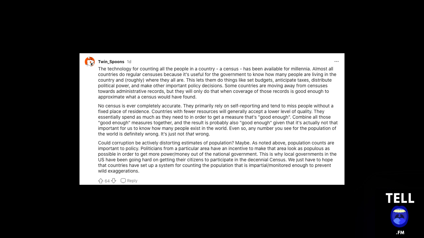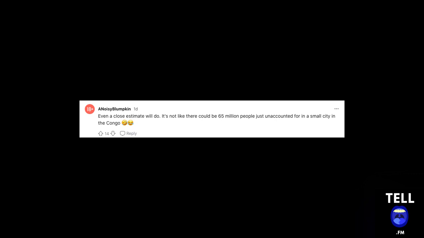Could corruption be actively distorting estimates of population? Maybe. As noted above, population counts are important to policy. Politicians from a particular area have an incentive to make that area look as populous as possible in order to get more power/money out of the national government. This is why local governments in the U.S. have been going hard on getting their citizens to participate in the decennial census. We just have to hope that countries have set up a system for counting the population that is impartial/monitored enough to prevent wild exaggerations. Even a close estimate will do.